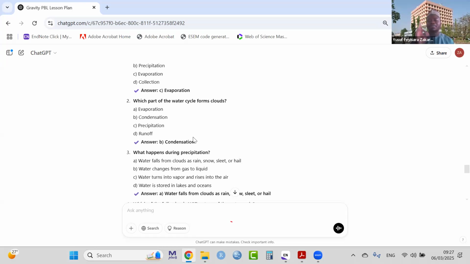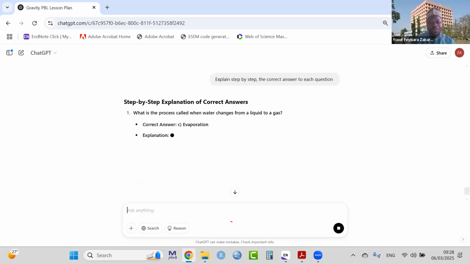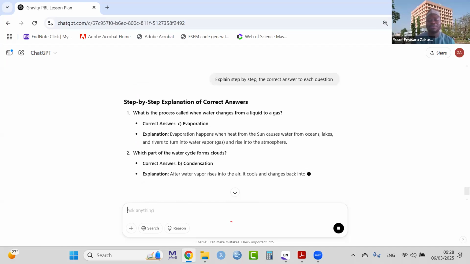Explain step by step the solution to each what? To each question. You can even do that here if you want. Let's see. Even though this is just direct answer, explain step by step, okay? The correct answer to each question, all right? Then you click on that. Then you see for the question why the answer is evaporation. Then see the explanation.